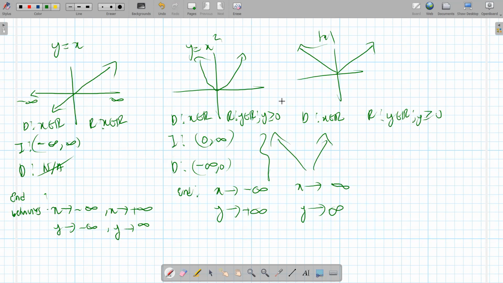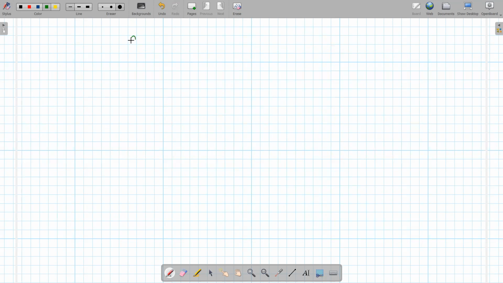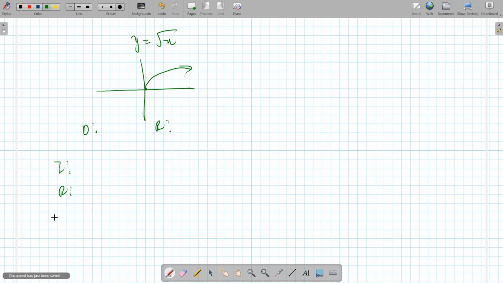Let's move on to the next one, the square root function. y equals square root of x. Looks like this, the parent function. What is the domain? What is the range? X cannot be negative, because you can't take a square root of a negative number. So x is greater than or equal to 0, and y is greater than or equal to 0.